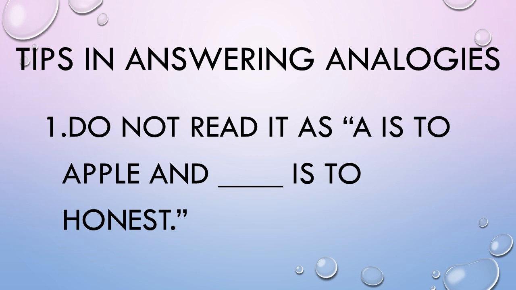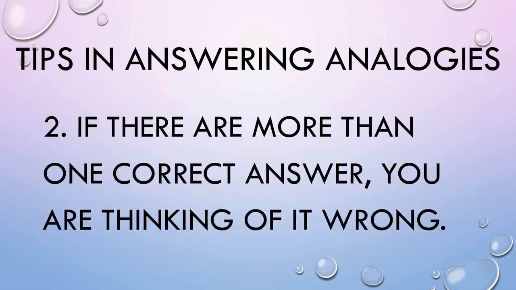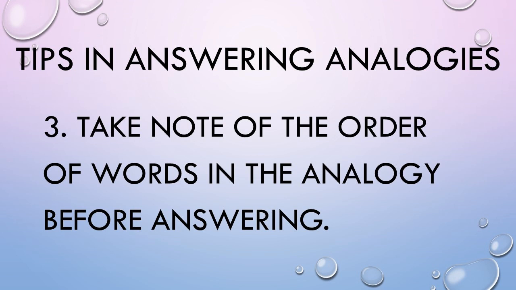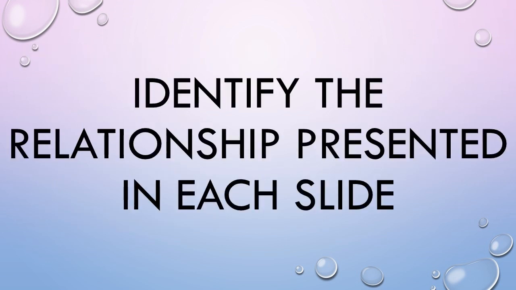This is because you may forget to identify the relationships between each words and just proceed to mindlessly answering the analogy. Second, if there are more than one correct answer, you are thinking of it wrong. You may have overlooked other possible relationships for that item. Third, take note of the order of the words in the analogy before answering. Remember that even if you correctly identify the relationship between the words in an analogy, you will not get a merit if you place the answer on the wrong blank. You are now ready to fly on your own.